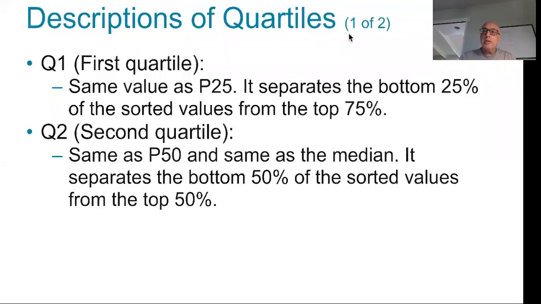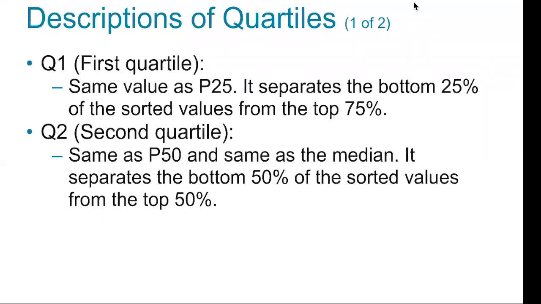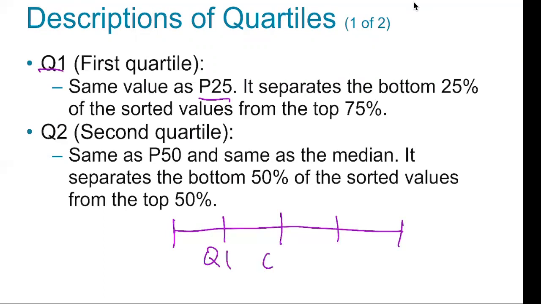I'm going to finish section 3.3. The idea of quartiles is a lot like percentiles, because quartile 1 is the same as the 25th percentile. So if we think of breaking up a bunch of data, we can break it into quarters. Here's quartile 1, quartile 2, and quartile 3. So there's 25% below here, 50% below quartile 2.